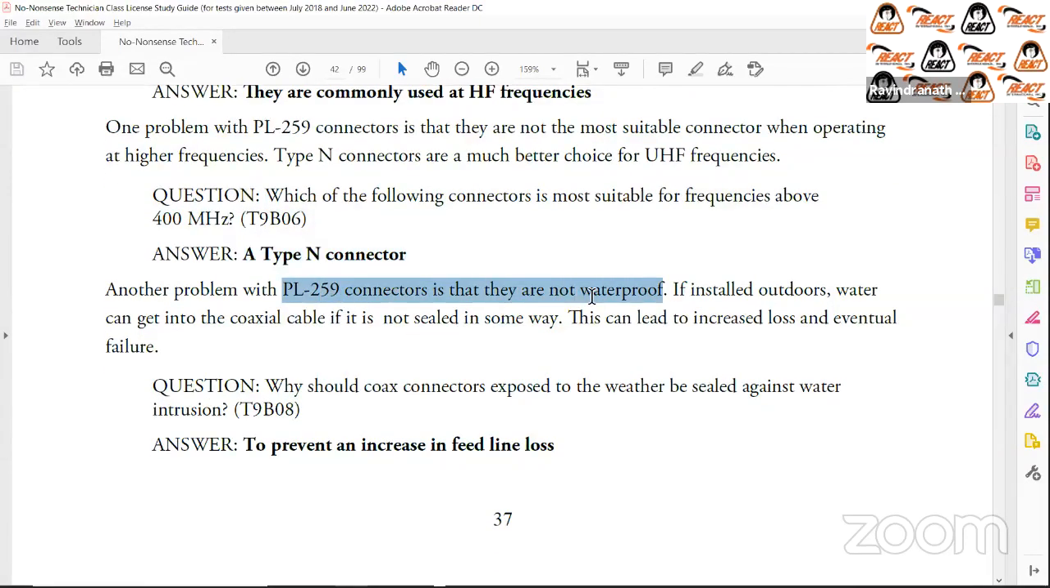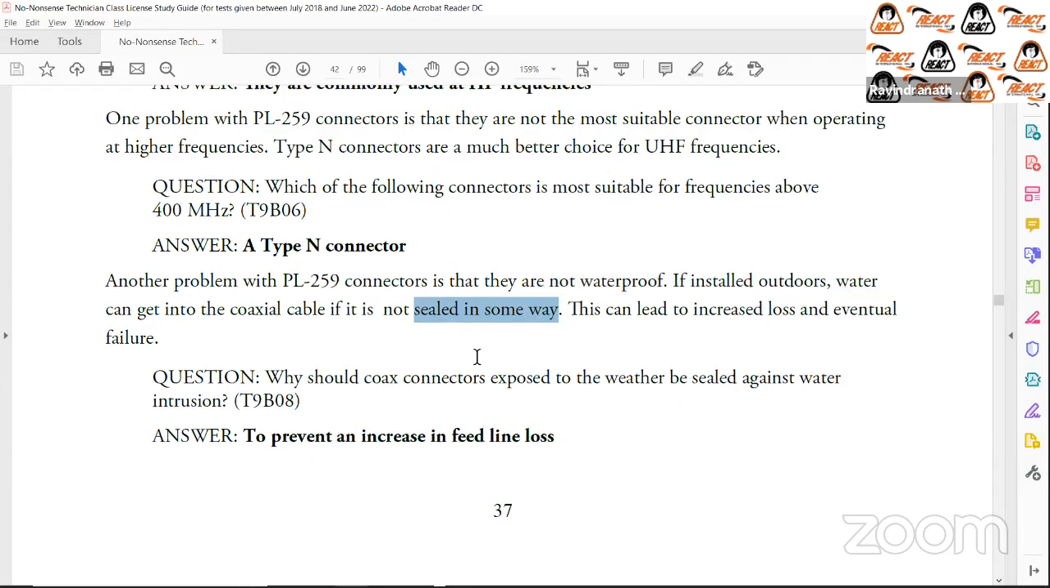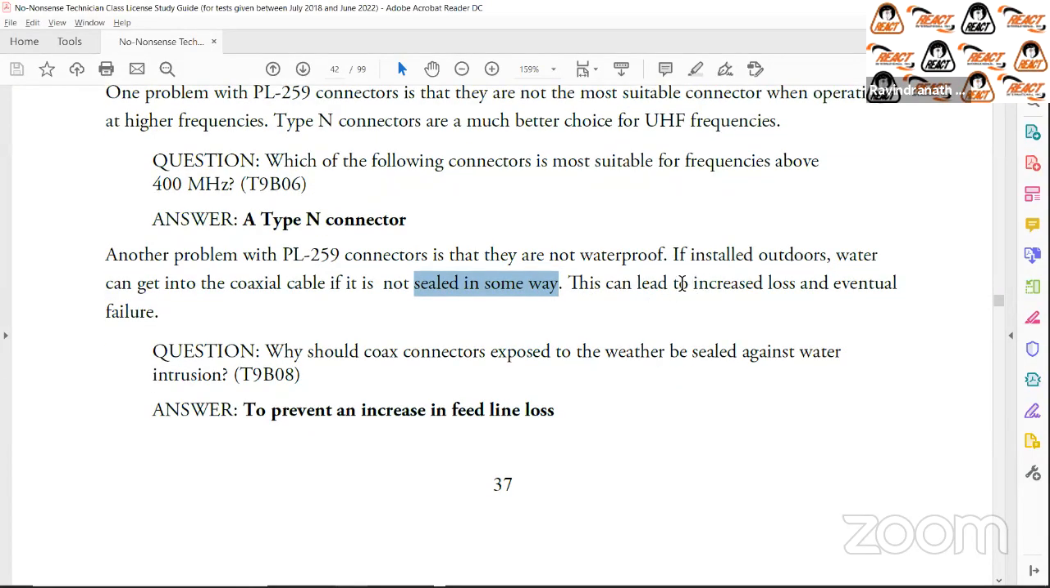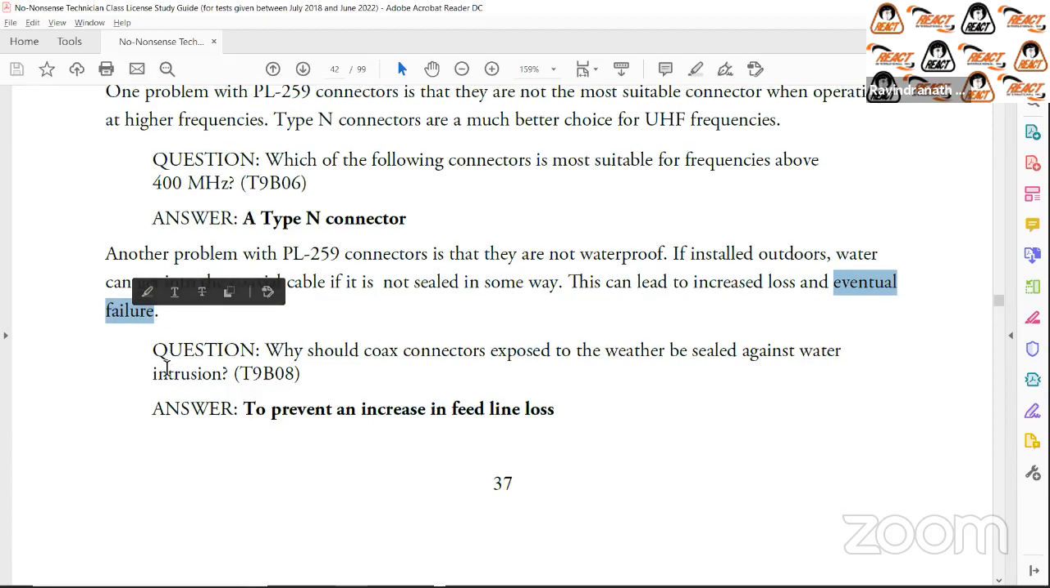Also note that the PL259 connectors are not waterproof. So therefore, if we are installing them outdoors, like let's say you have an antenna outdoors and the coaxial cable is going up to it, you have a connector that's a PL259, you have to make sure that it is sealed in some way, otherwise water will get in. And when water gets in, what happens? You have increased losses and you will eventually have failure of that cable.